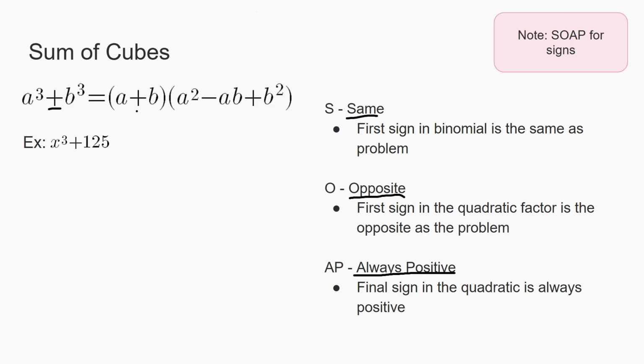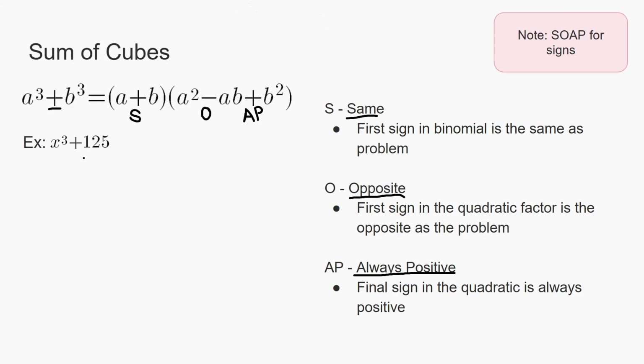So here, our first sign is S, which means the same. There's a plus here, so we have a plus right here. The next sign is O, our opposite. Because this is a plus, we have a minus right here. And lastly, we have this sign right here, AP, always positive. So this one's always positive.